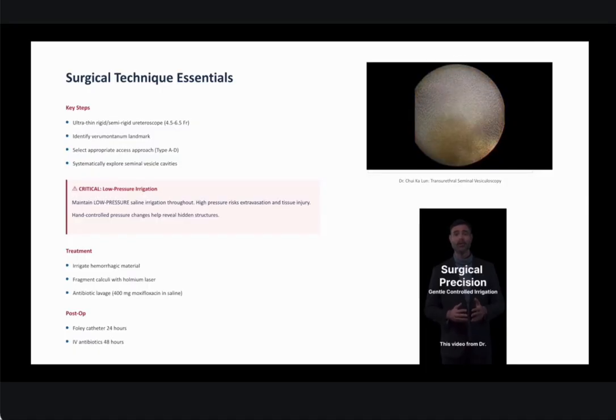This video from Dr. Chui Ka-Lun demonstrates the actual surgical technique. Notice how carefully he navigates the anatomy and maintains gentle, controlled irrigation pressure. This is the gold standard of practice.